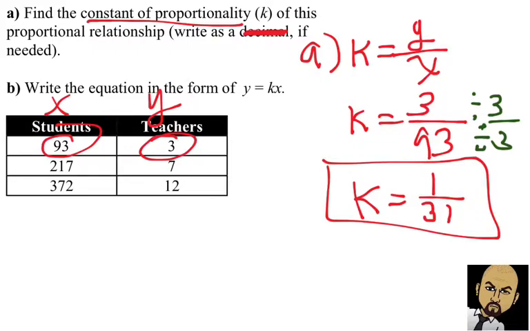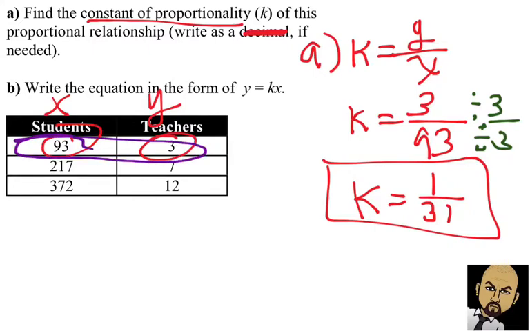Now that we know what the constant of proportionality is, you have to be careful, because a lot of times students just divide the bigger number by the smaller number, and they say that the constant of proportionality is 31. In this case, it is not. That's why it's imperative that you circle your y's, write it down, then circle your x's, and write it down. All right, we know what the constant of proportionality is, 1/31.